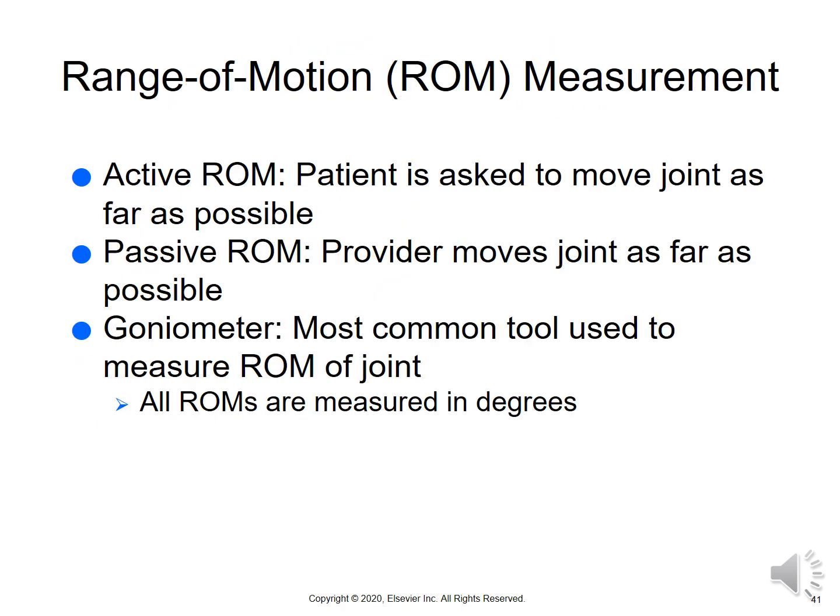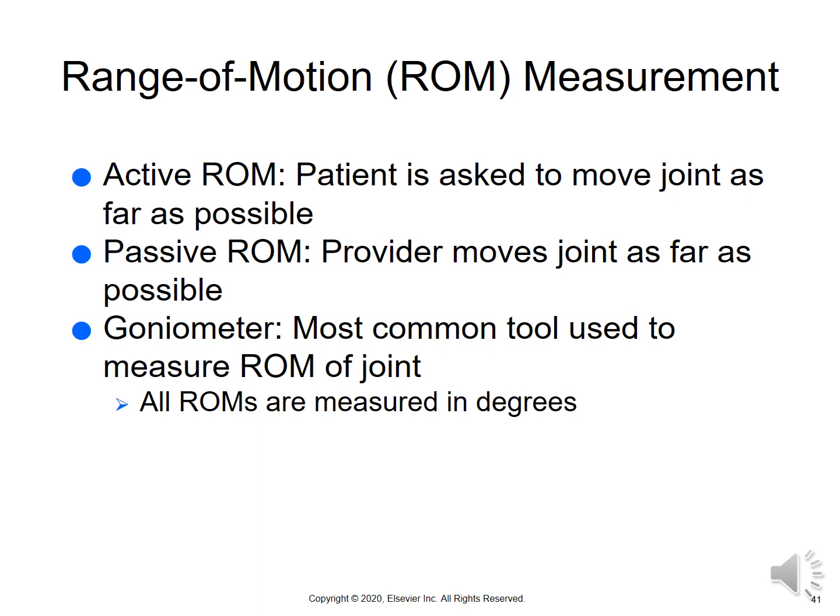Often, orthopedic injuries severely affect the normal ROM, or range of motion, of a joint. Measuring the range of motion of specific joints is an objective measure of both the seriousness of an injury and the recovery progress. The joint may be evaluated with active and passive range of motion. To determine the active range of motion, the patient is asked to move the joint as far as possible. For evaluation of passive range of motion, the provider moves the joint as far as possible.